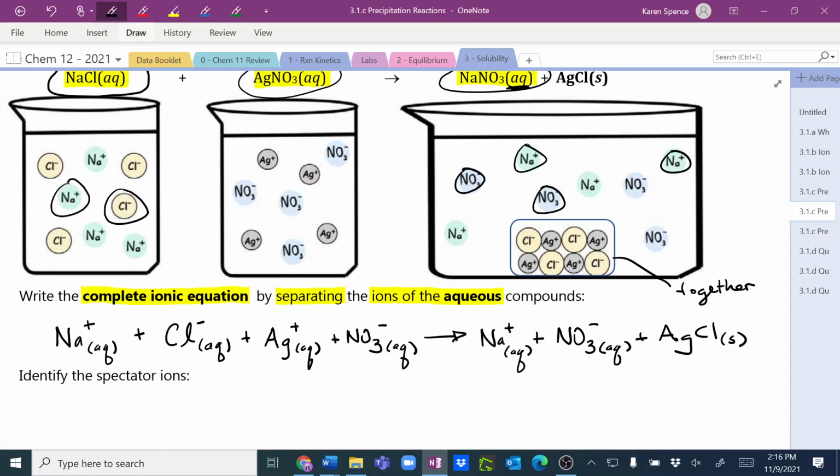Second thing we do is we look for our spectator ions. What does a spectator ion look like? How do you know? Radek? Yeah, you have it in the reactants and you have it in the products. It did not change at all, right? So if we look, we had sodium floating around. Whoa, look, it's still floating around. Nothing happened. It's here and it is here. So sodium, yeah, NO3 is our other one. That's right. Okay, so NO3 is our other spectator ion.